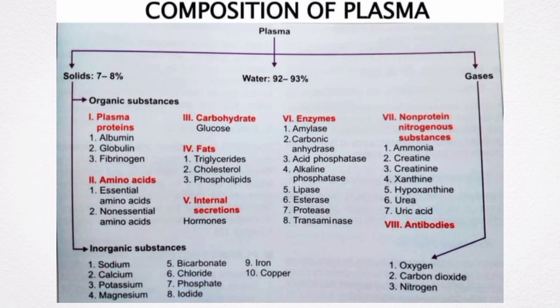It contains enzymes like amylase, carbonic anhydrase, acid phosphatase, alkaline phosphatase, lipase, esterase, protease, and transaminase. It also contains non-protein nitrogenous substances like ammonia, creatine, xanthine, hypoxanthine, urea, and uric acid. It also contains gases like oxygen, carbon dioxide, and nitrogen. Examples of the inorganic substances are sodium, calcium, potassium, magnesium, bicarbonate, etc.